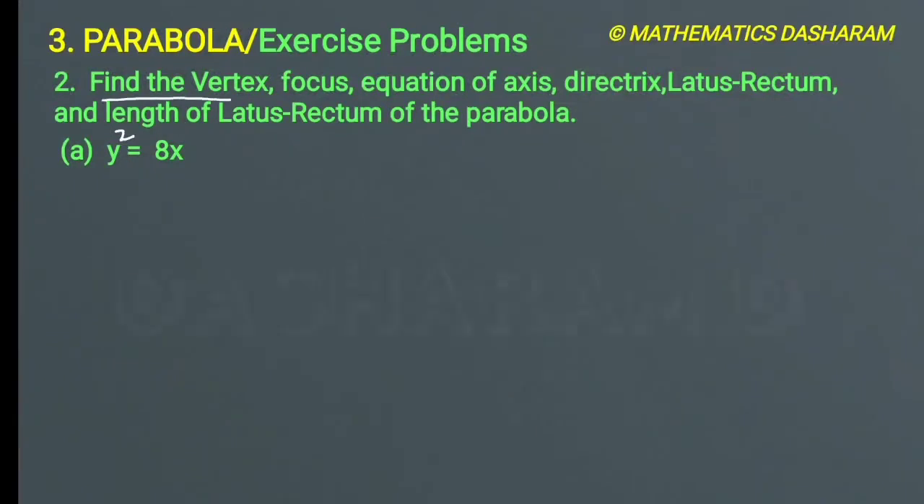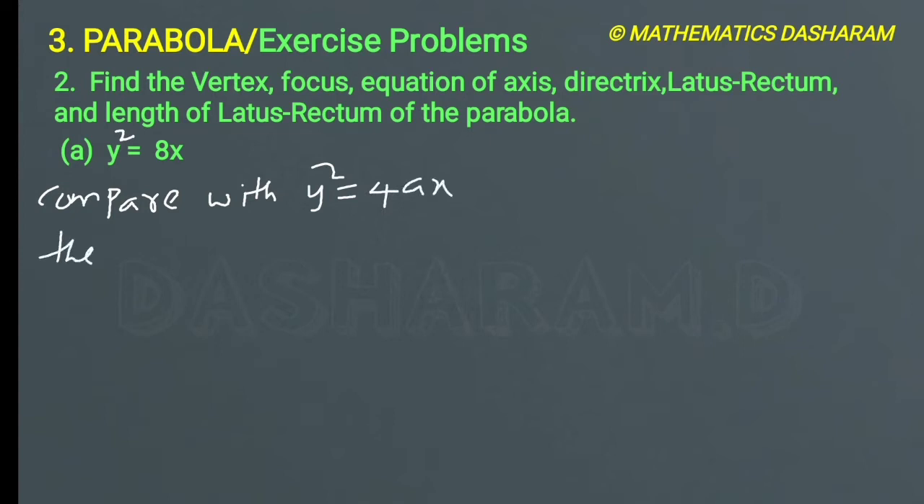Second bit, find the vertex, focus, equation of axis, directrix, latus rectum, and length of the latus rectum of the parabola. First question, y square equals 8x. Compare with the standard form, y square equals 4ax. So 4a equals 8. From this, a equals 2. So the first answer is vertex.